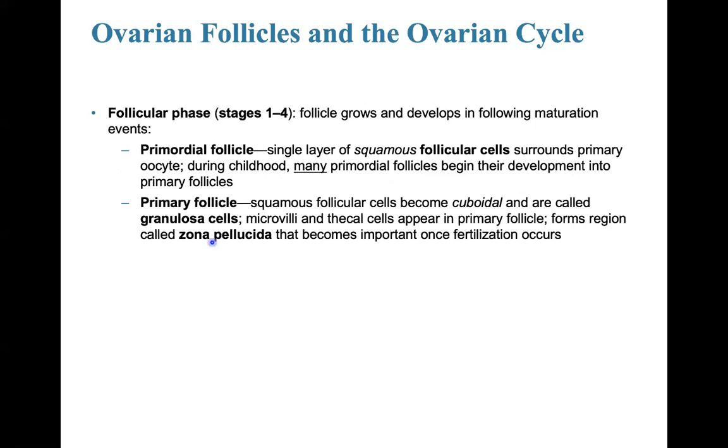the follicle grows and develops in the following maturation events: the primordial follicle, a single layer of squamous follicular cells that surrounds the primary oocyte. During childhood, many primordial follicles begin their development into primary follicles. The primary follicle, the squamous follicular cells become cuboidal and are called granulosa cells. Microvilli and thecal cells appear in the primary follicle. This forms a region called the zona pellucida that becomes important once fertilization occurs.